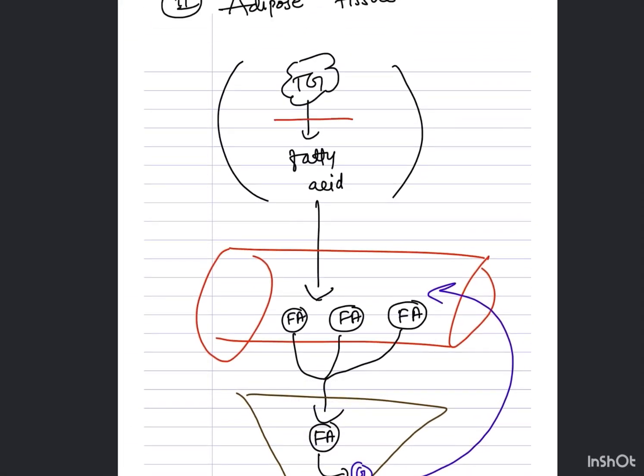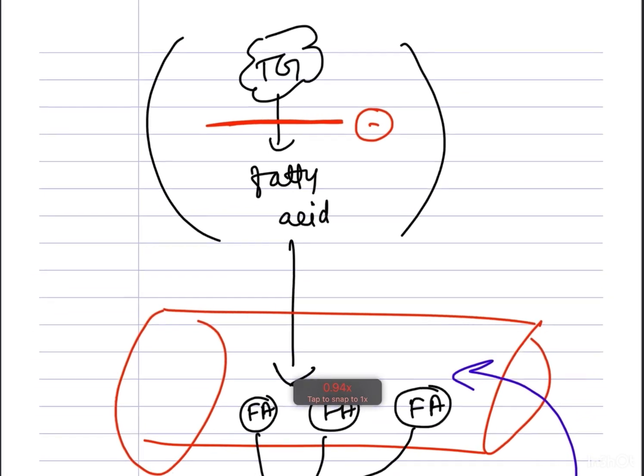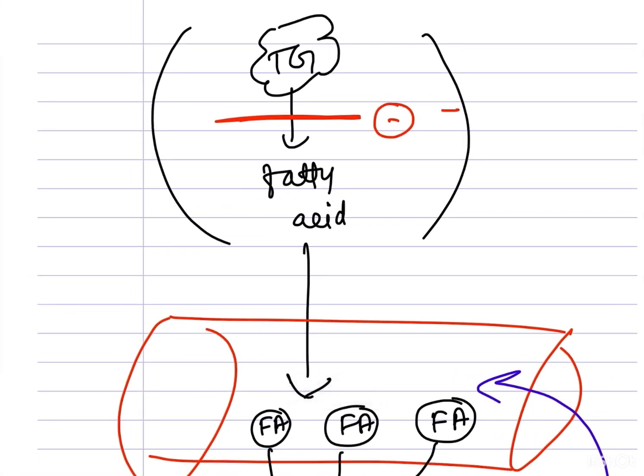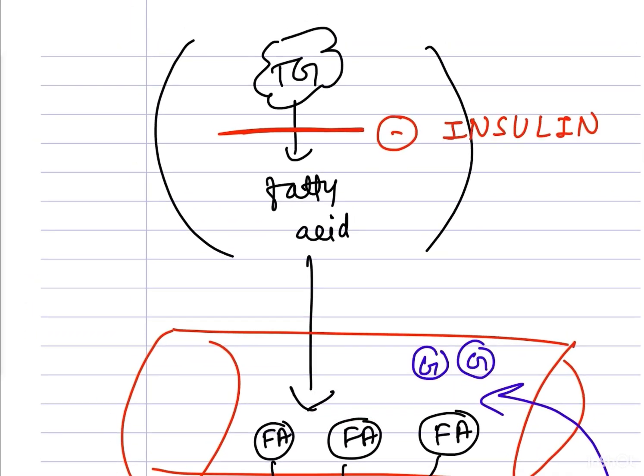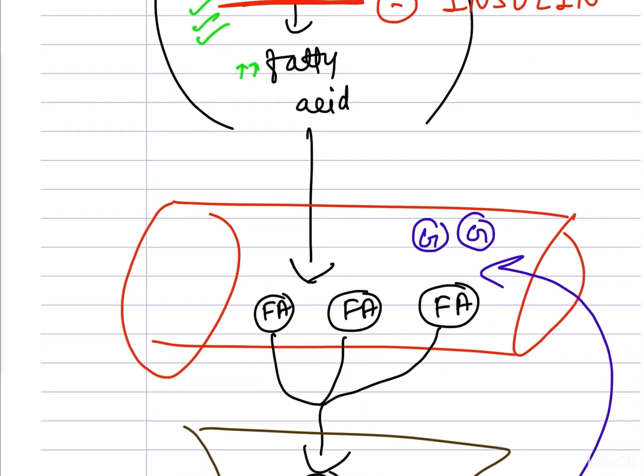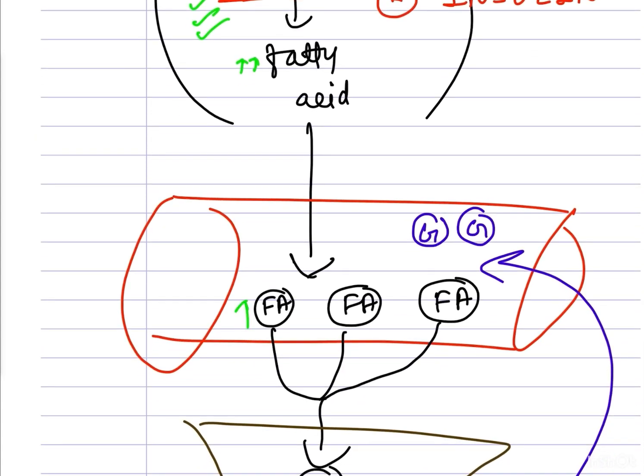This step is inhibited by insulin, but in our patient we are not having insulin, so this step will not be inhibited. So there will be more and more conversion of this, and there will be a high amount of fatty acid. This high amount of fatty acid will enter into the blood.